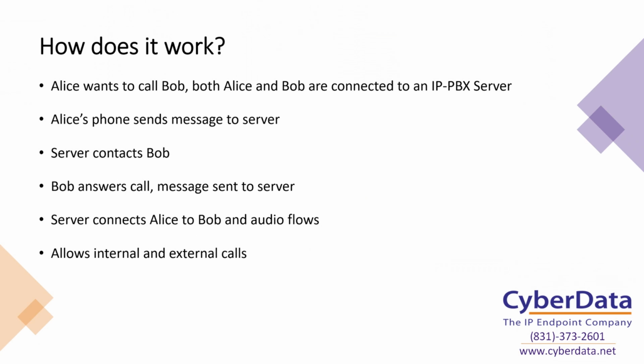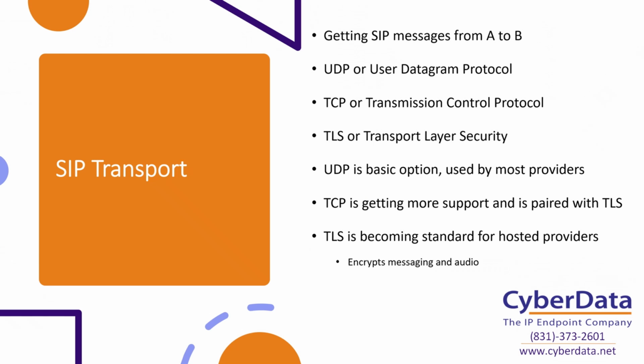There's a lot of other factors that can determine if the audio is routed between Alice and Bob directly or between Alice, Bob, and the server. It kind of depends. But at a very high level, that's how a SIP call works. Somebody wants to call somebody, and the device, the endpoint, the phone, the program sends a message to the server to contact that particular person that they're trying to contact. When the other person answers, again, on their phone, device, endpoint, program, what have you, a message is sent back to the server, and both parties are connected and calls and audio can flow.